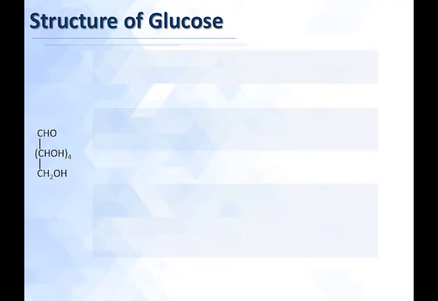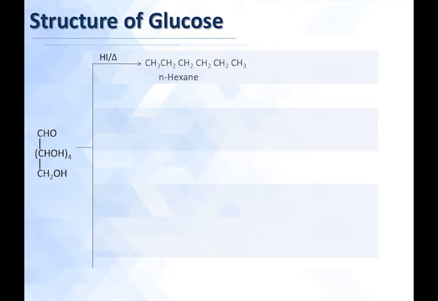The elucidation of glucose. We use various reactions to test the structure of glucose. When it is treated with hydrogen iodide upon heating, it gives normal hexane, a straight-chained hexane. This tells that there are 6 carbon atoms linked in a straight chain.